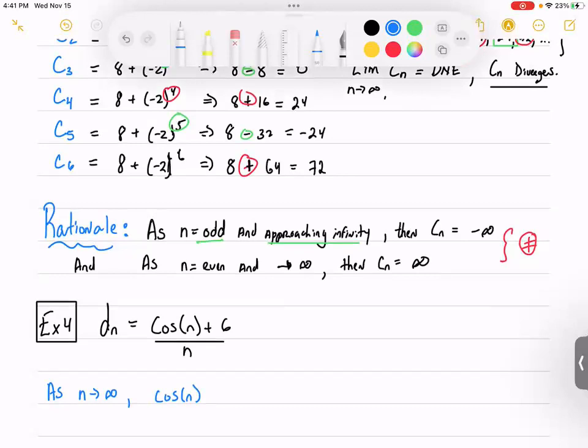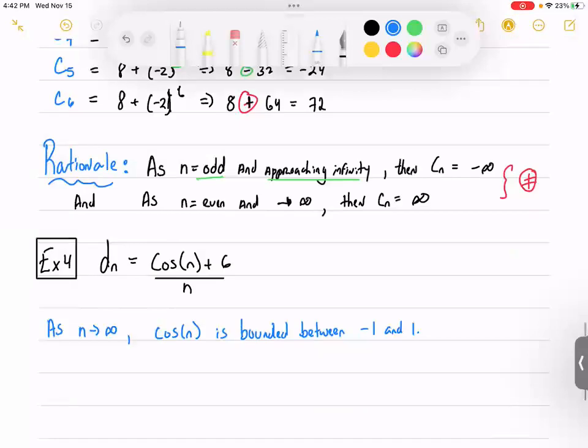That's right. It's bounded between -1 and 1, right? So cosine of n is bounded between -1 and 1. Okay, so mathematically, this means that -1 is less than or equal to cosine of n, which is less than or equal to 1. Now, why did I write it in such a manner?